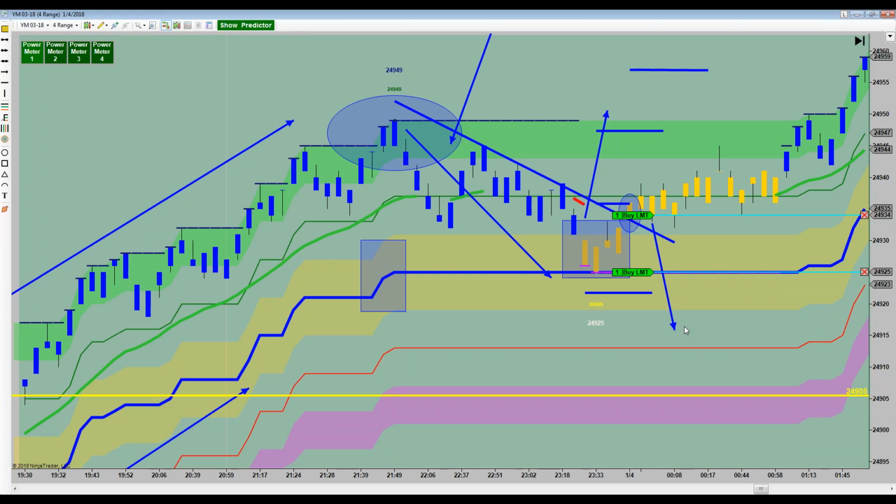By the way, that's one of the other reasons that we are suggesting that you focus on YM and the Russell in your early stages. They tend to move a little slower, okay? So you have more time to think about what you're doing. They tend to respect the swing levels a little better.